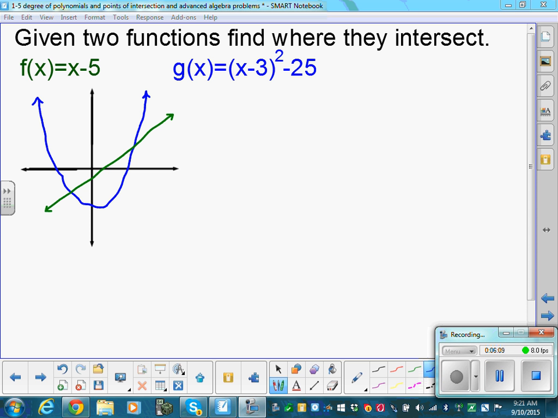So now what we're going to do, guys, is we're going to be given 2 functions and we're going to find where they intersect. So given 2 functions, we're going to find where they intersect. So given f of x is equal to x minus 5 and g of x is equal to x minus 3 squared minus 25. We're given these 2 different functions. We want to find where they intersect.